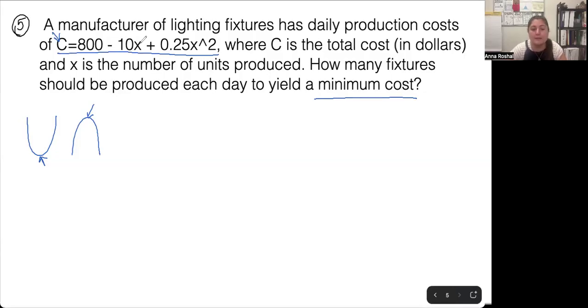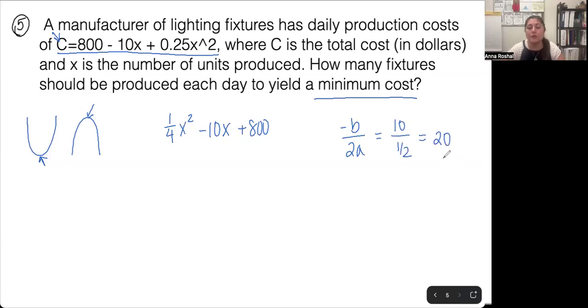And I'm going to rewrite this entire function so that it looks a little bit better in my opinion. 1/4 x squared is the same thing as 0.25 x squared, minus 10x plus 800. And we know that we're doing negative b over 2a for the vertex. So my b is negative 10. So negative 10 is just regular 10. And we're dividing. We've got 2 times a quarter, so we've got 1/2. We know that anytime we do division with fractions, we keep change flip. So we're going to have 20. And 20 is going to be the x value.